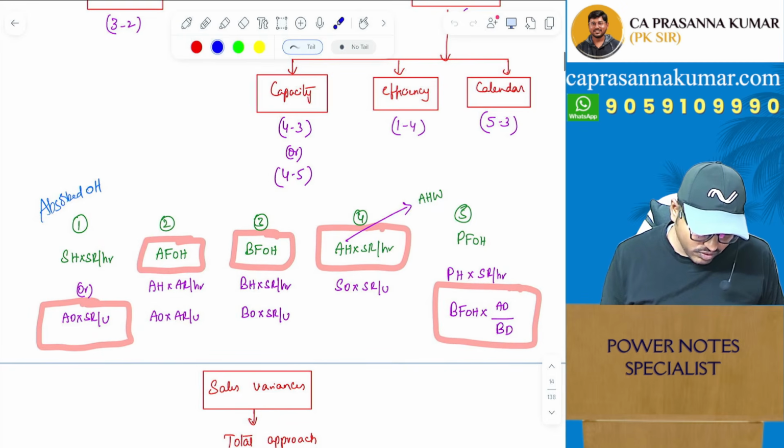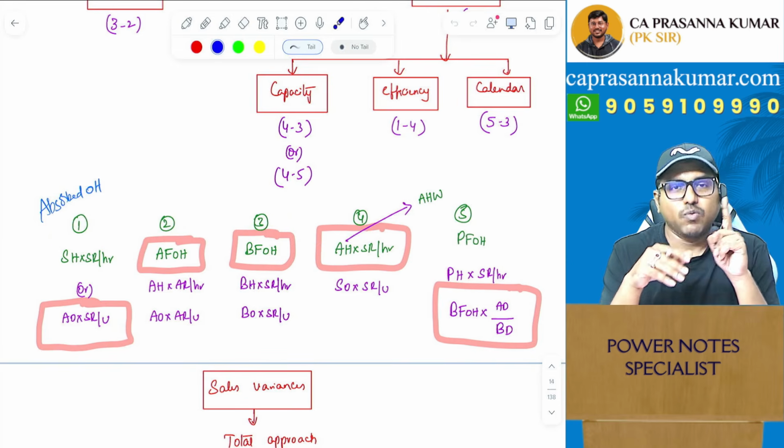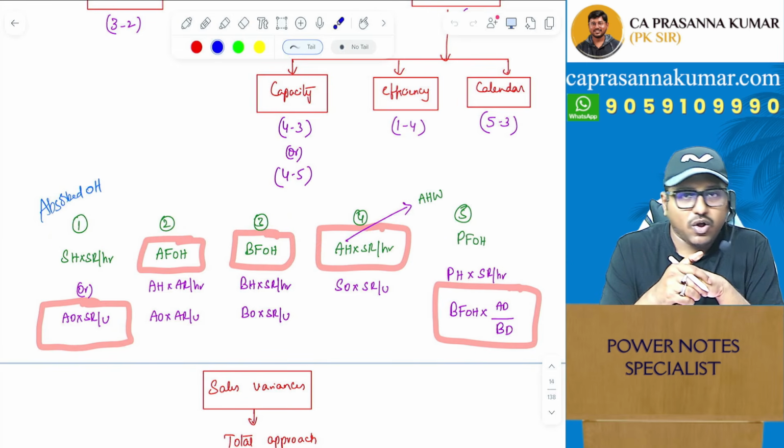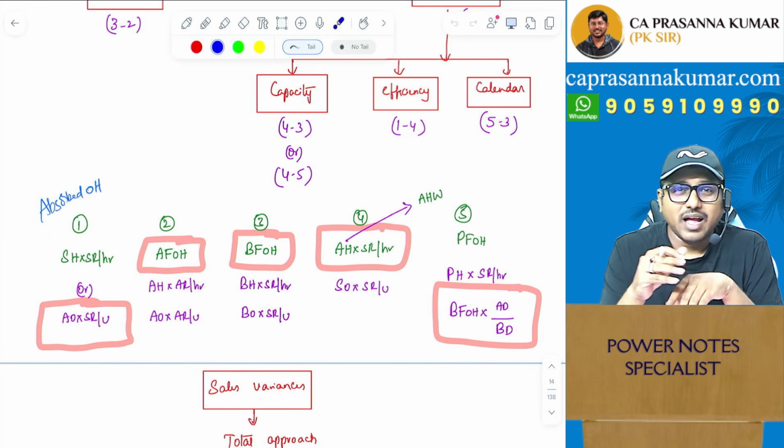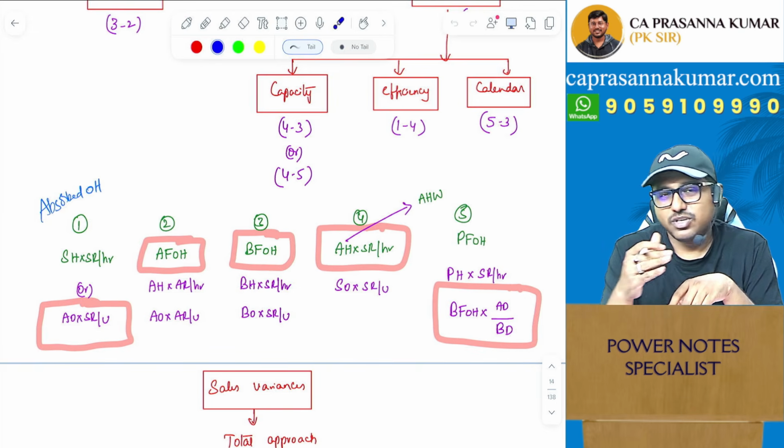Now, let's go to the individual formulas. 1, 2, 3, 4, 5. 1, SH into SR per hour, or AO into SR per unit. 2, actual fixed overheads. Alternative formula, actual hours into actual rate per unit.